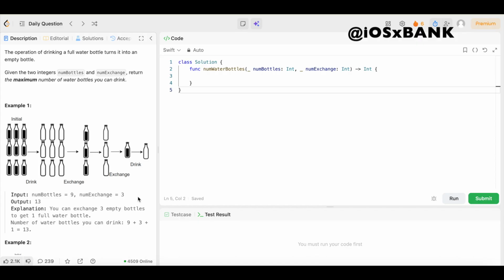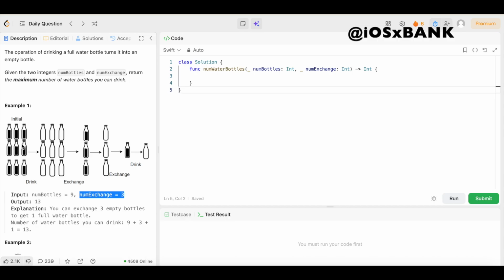All right, let's break that down one step further by taking a look at this nice picture that they give us up here. So we start with 9 water bottles, right? Num bottles equals 9. These are 9 water bottles that we're starting with and they're full. Num exchange equals 3, so that means it takes 3 empty bottles to get 1 full bottle back. So this is how this works, right?